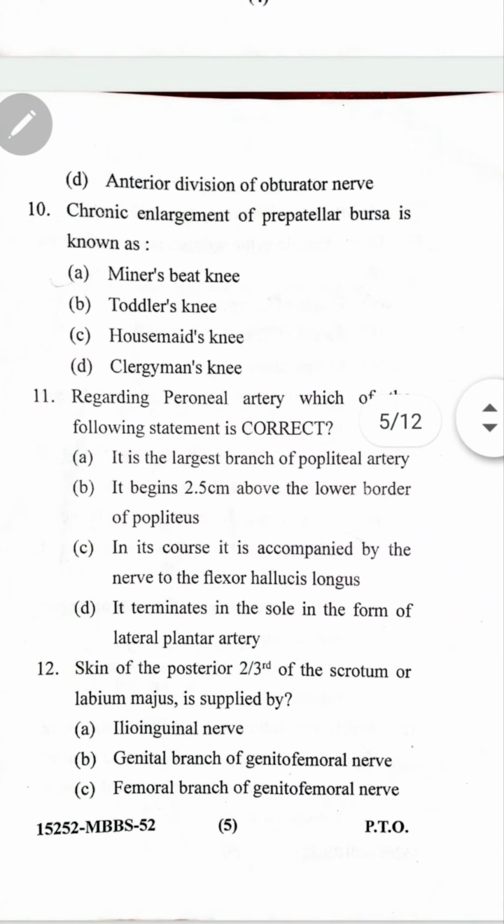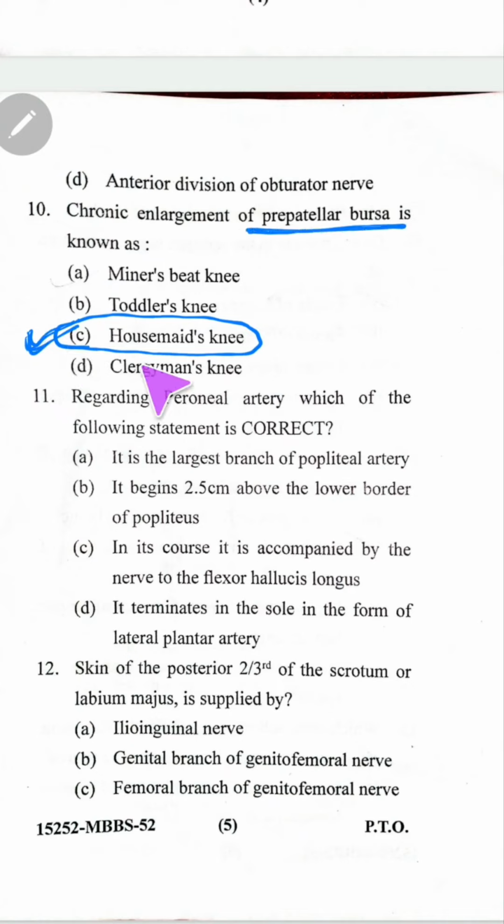Chronic enlargement of prepatellar bursa. It was a simple and easy question, very commonly taught, and this is housemaid's knee. Prepatellar bursitis is called housemaid's knee. Now, what is clergyman's knee? Of course, it's also bursitis, of the infrapatellar bursa, right?